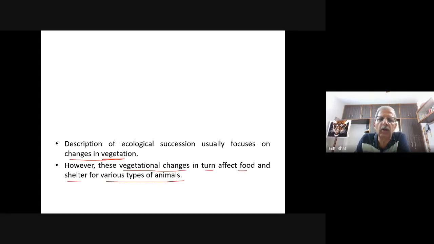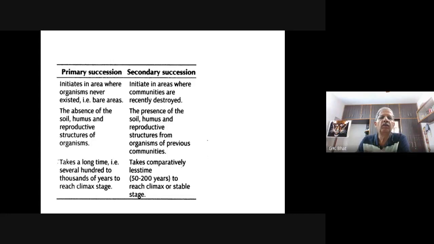So you know what type of animals are there in the grassland, what type of animals are there in the forest land, what type of animals are there in the river. So any animal life is always dependent on plant life. This is the difference between the primary and secondary succession. You can take down these quickly.